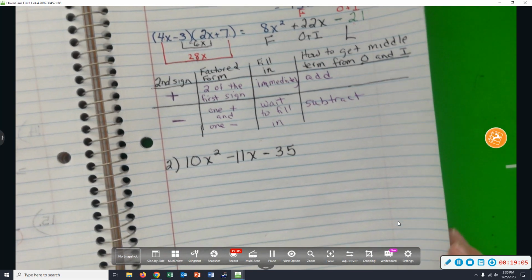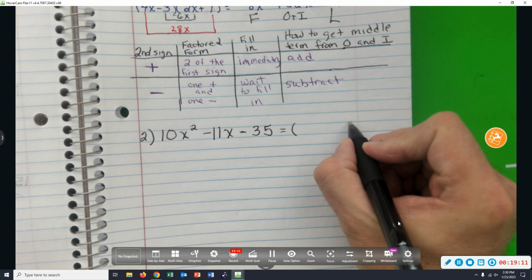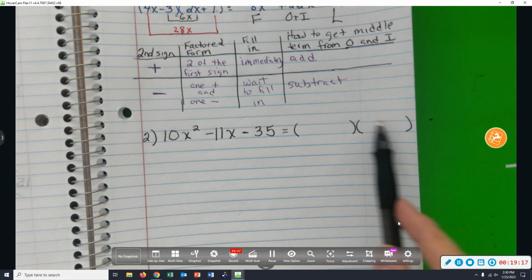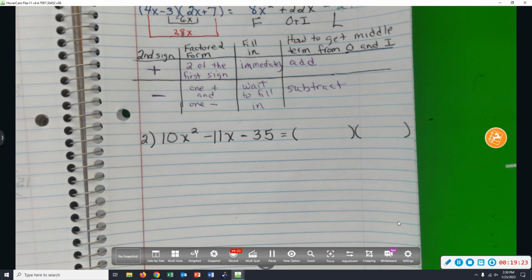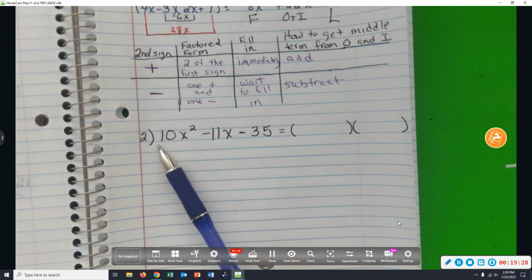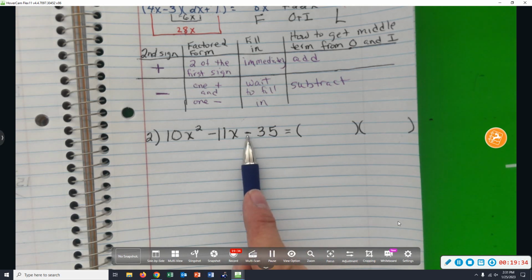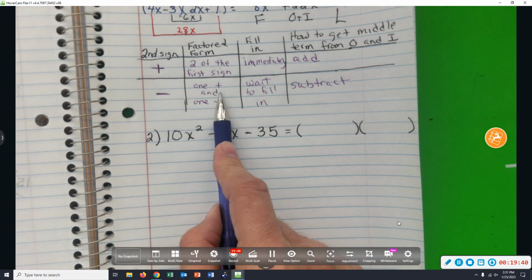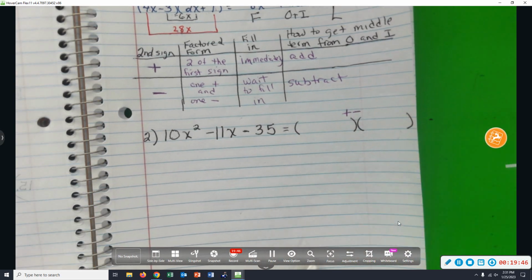In order to factor this, you write out 2 sets of parentheses. What we're doing is something called the reverse FOIL method. Why reverse? Well, we've got to fill in what goes here. And that's what that chart is trying to help you do, figure out the signs. The first thing I do when I'm factoring is look at the signs. The second sign here is a minus. So the factored form has 1 plus and 1 minus. I'm just going to write out a plus and a minus there.